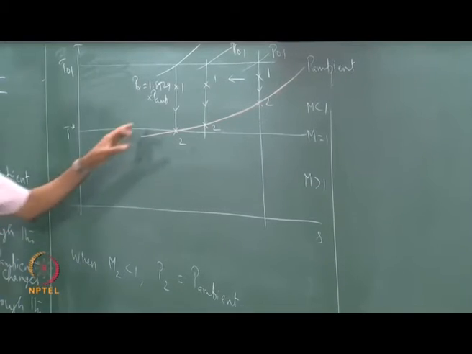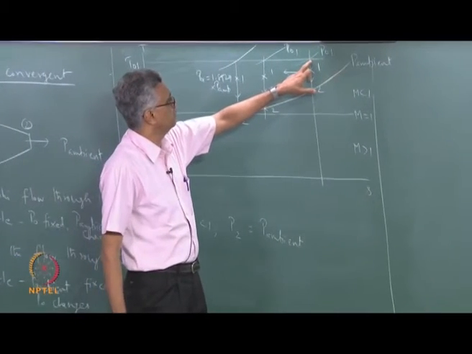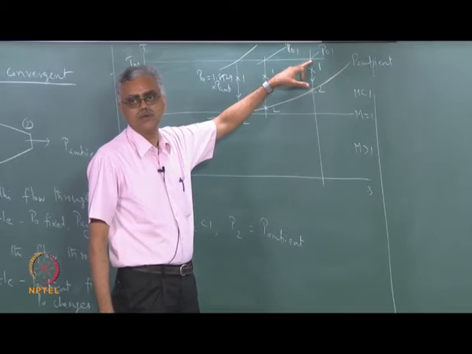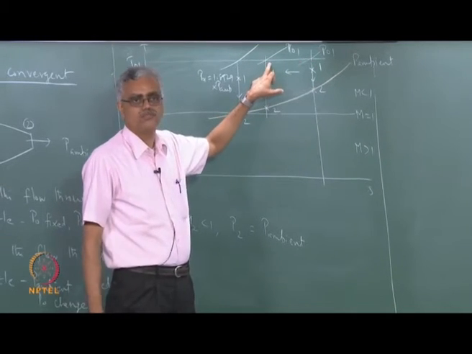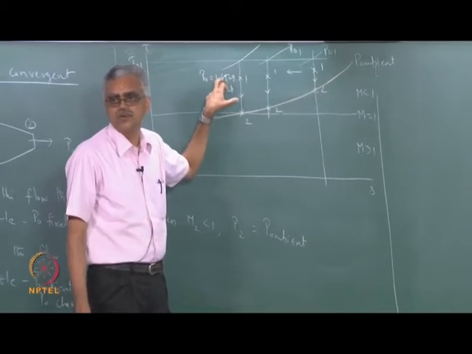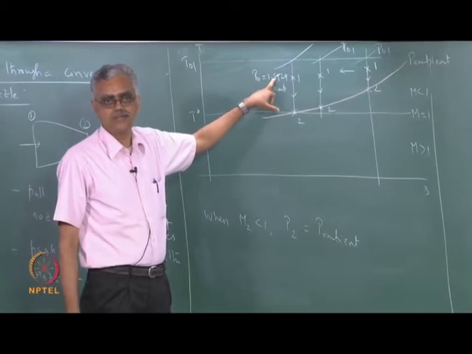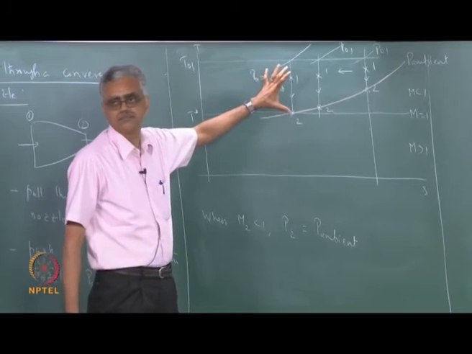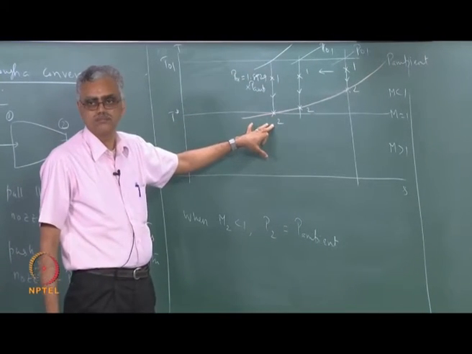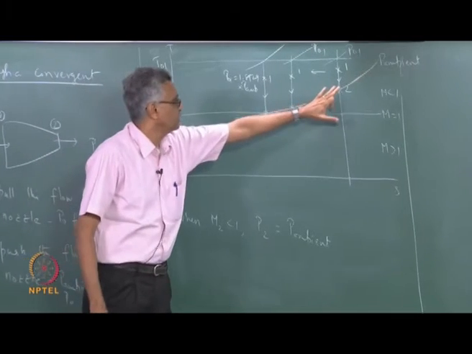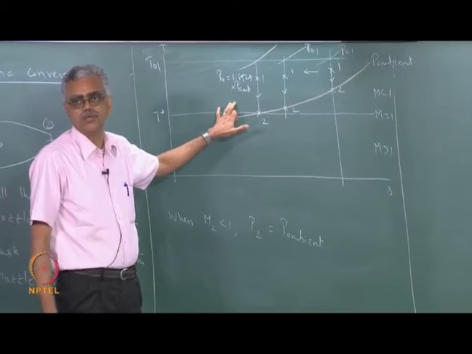For example, this P01 can be say 1.1 times P ambient, this is let us say 1.5 times P ambient, this is now 1.8929 times P ambient, that is the critical case. Exit state M is equal to 1. The mass flow rate keeps increasing like this.